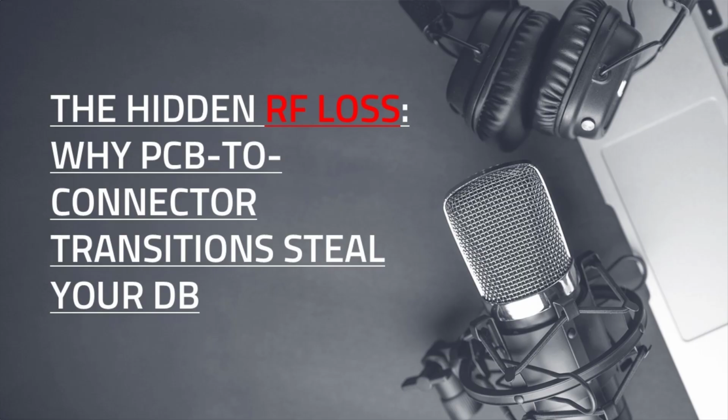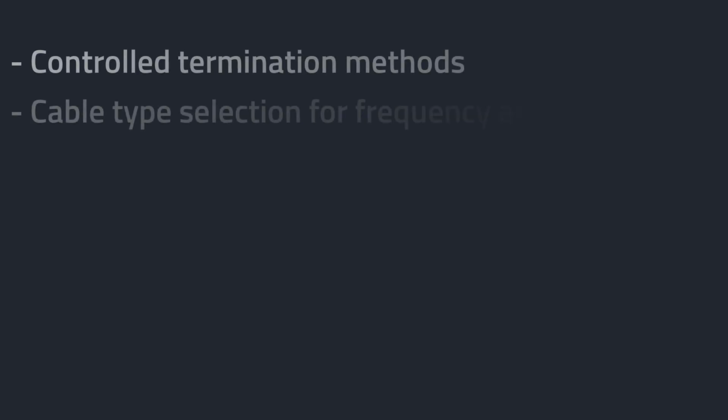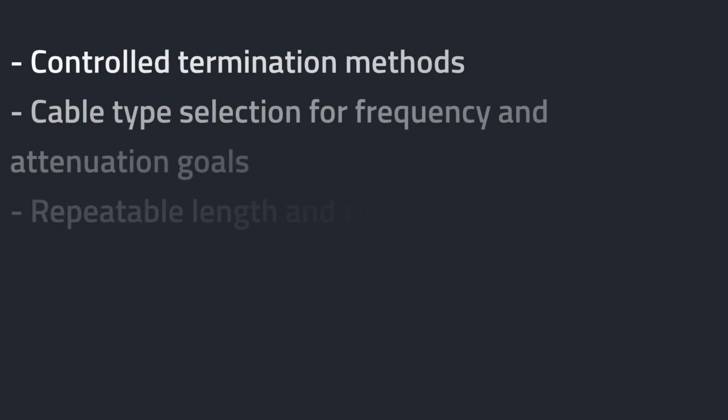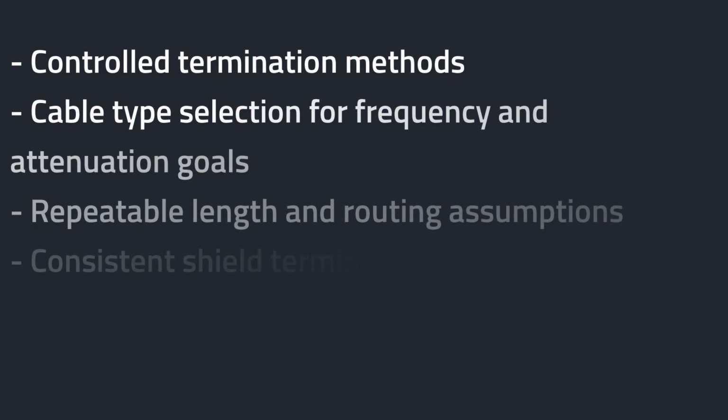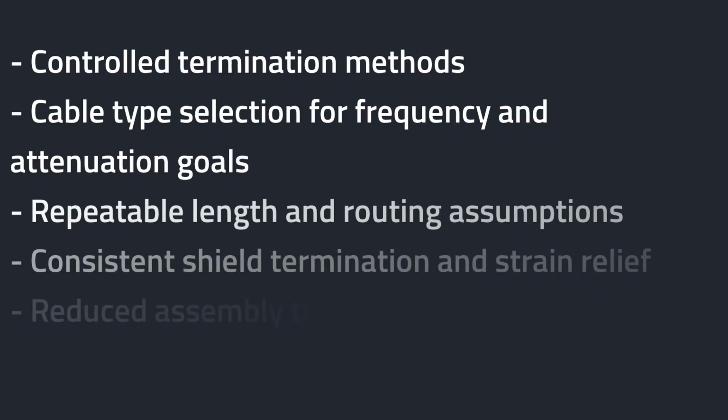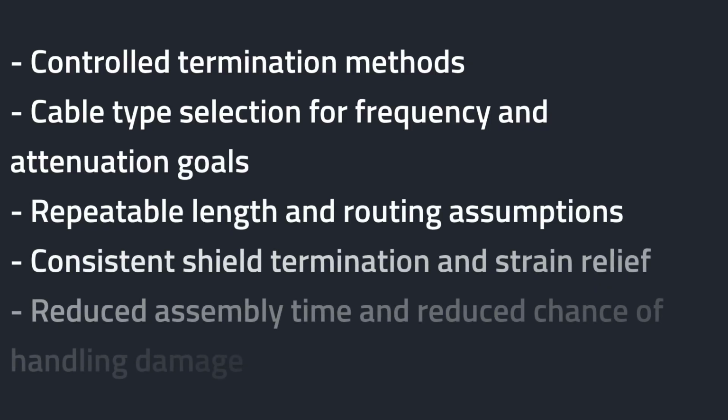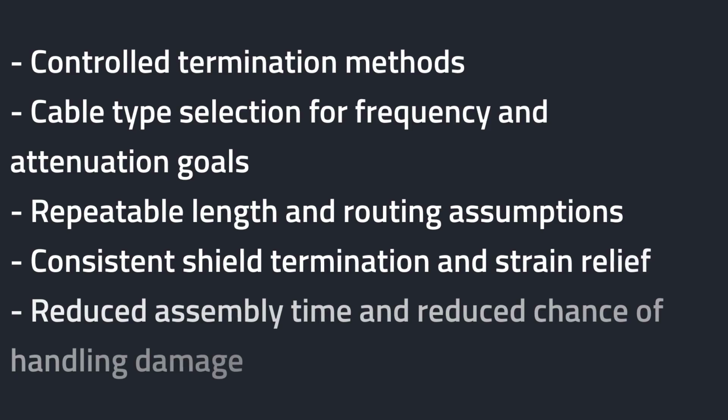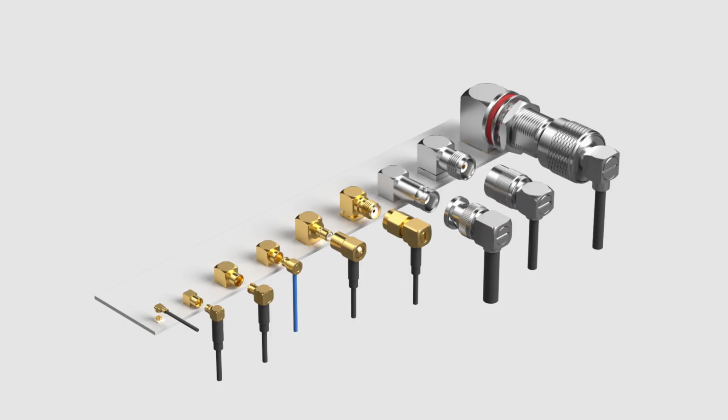So one mitigation strategy is to reduce inconsistencies in lab-built cables. This is where custom cable assemblies can make a real difference because they provide controlled termination methods, cable type selection for frequency and attenuation goals, repeatable length and routing assumptions, consistent shield termination and strain relief, and reduced assembly time and reduced chance of handling damage. There are many custom cable options that are available in surprisingly reasonable quantities.